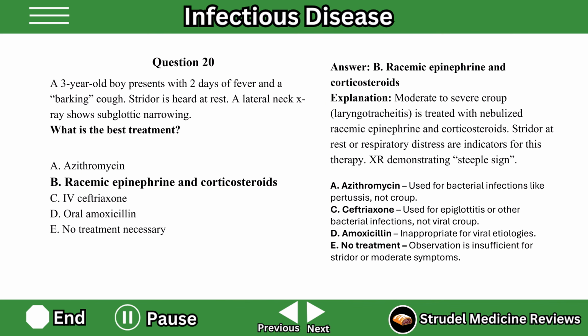azithromycin, that's used for more bacterial infections, like pertussis, which is your whooping cough, not really for croup, which is typically caused by viral infection. Typically on exams, it's parainfluenza virus. C, ceftriaxone, again, used for bacterial infections. D, amoxicillin, not really indicated for viral infection. And no treatment is obviously incorrect. You need to do something.